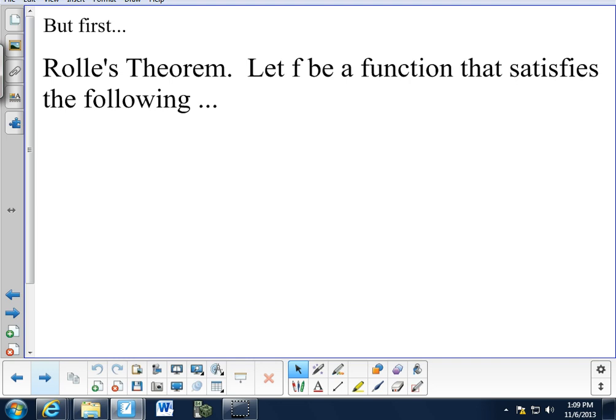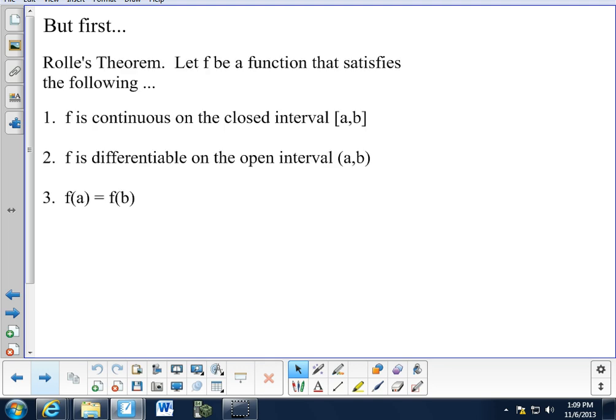But before we talk about that, we've got to talk about a different theorem. Rolle's theorem. Let f be a function. A couple things have to be true about f. One of the things that must be true about this function is it's got to be continuous.